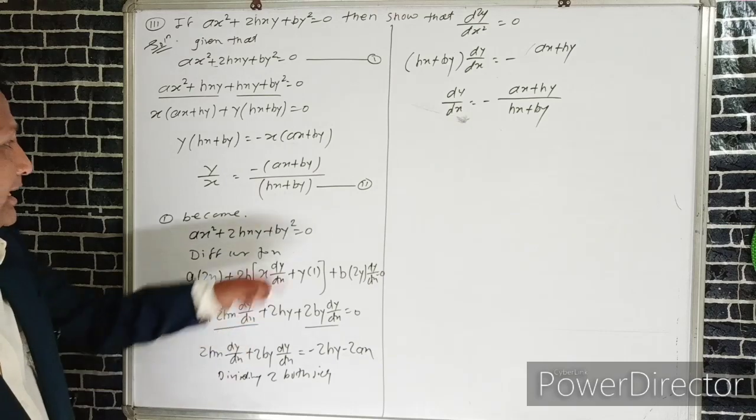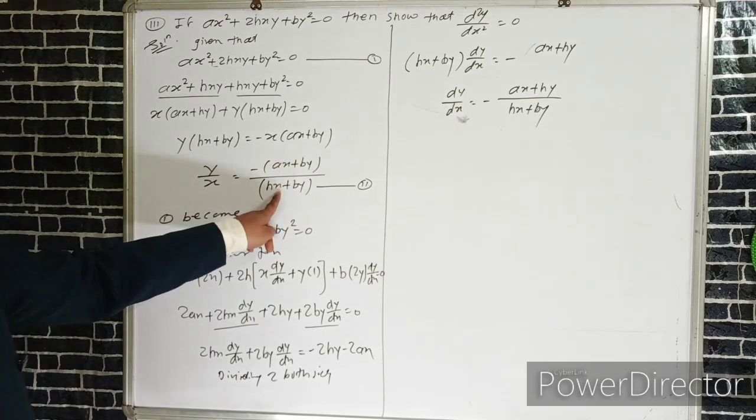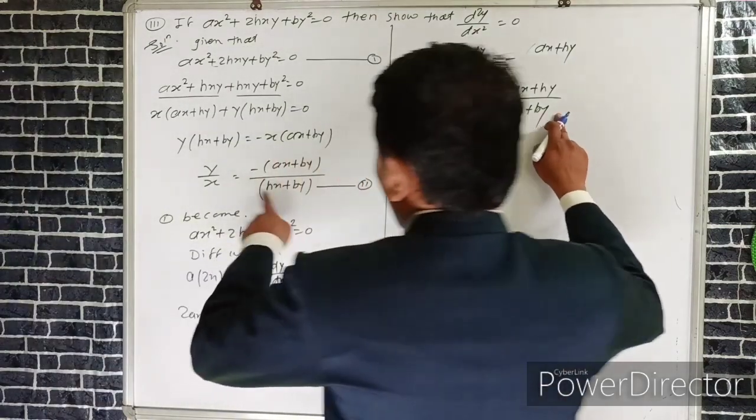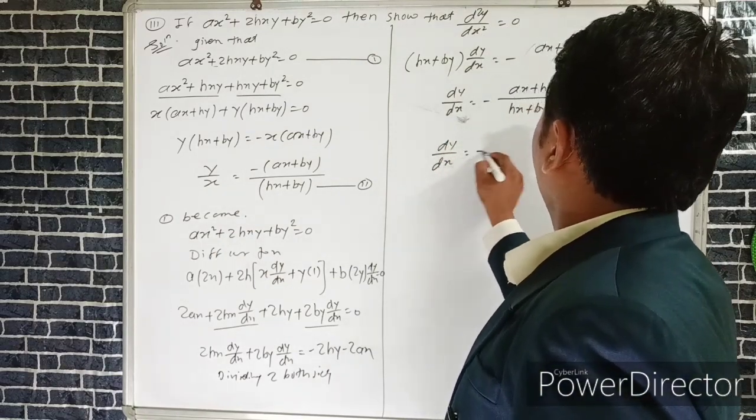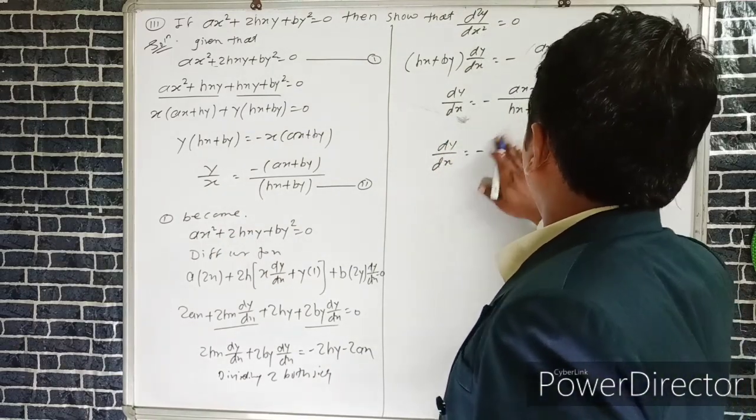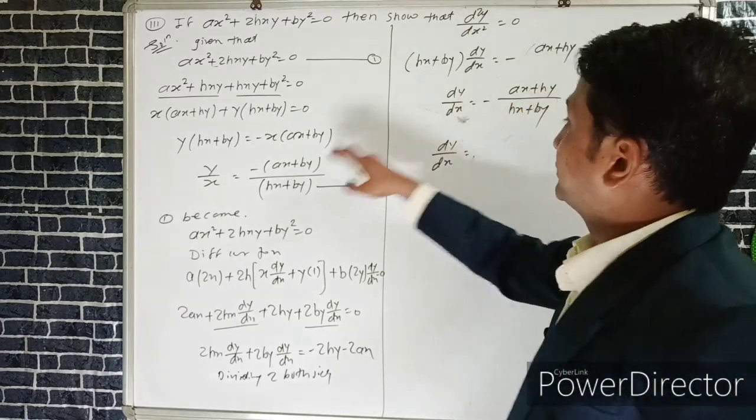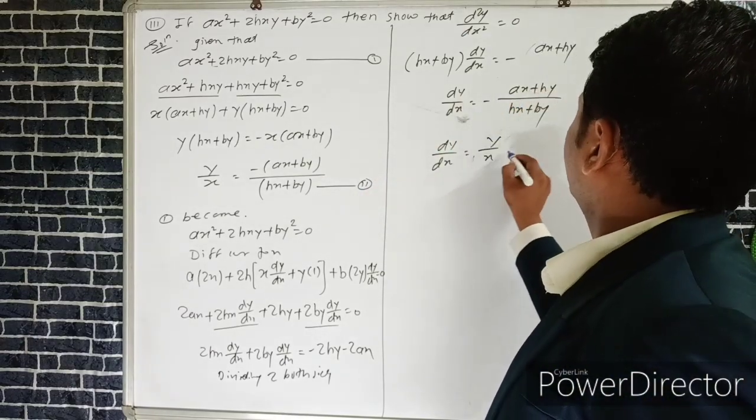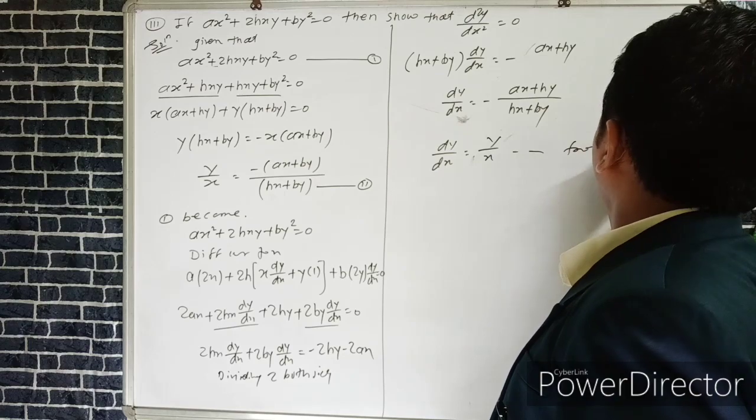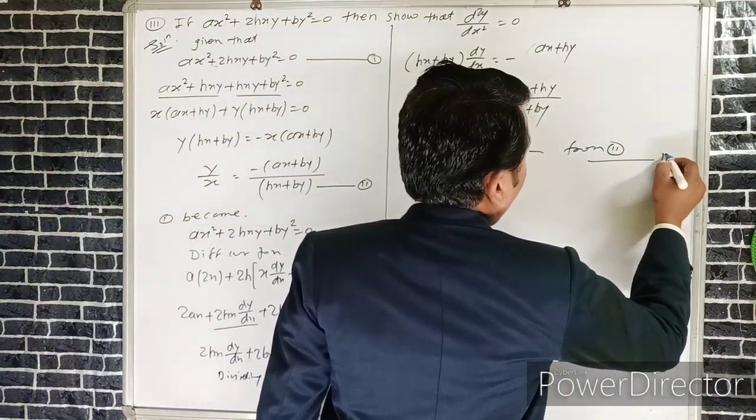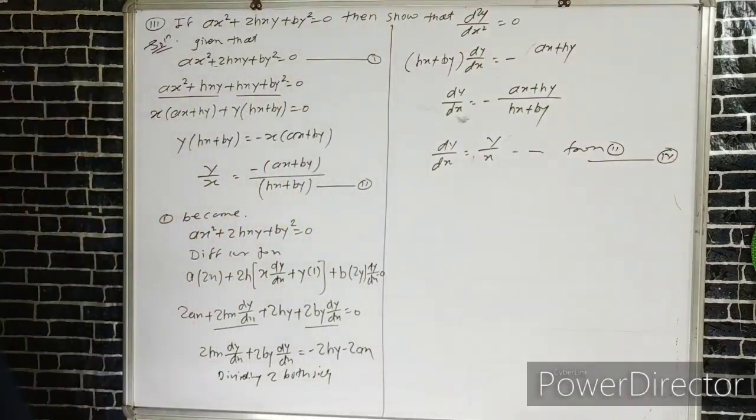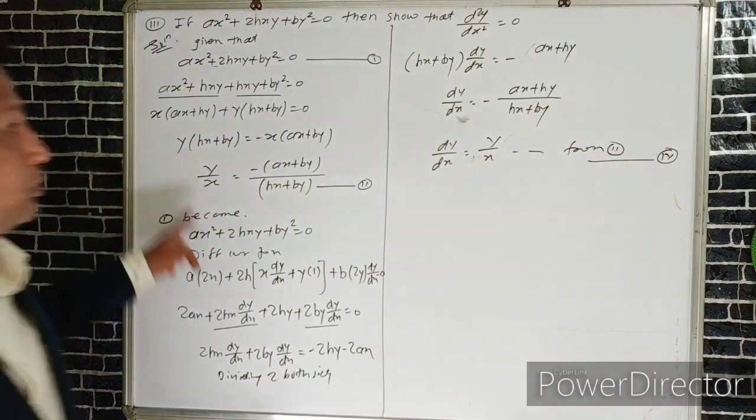We can say it is minus (ax plus by) upon (hx plus by), which is the value of y by x. We can write dy upon dx is equal to minus y upon x, minus whole minus term is y upon x, from second. We give it equation number 4.